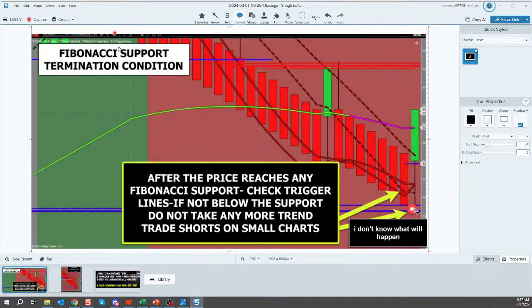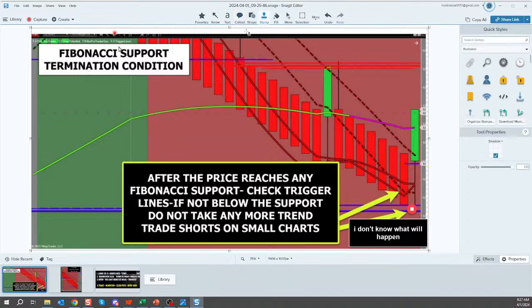So price reaches an area and the triggers don't break, just relax for a second. You don't know. It's okay to not know. Same thing happened up here. Price reached Fibonacci support. All the triggers were above it. I don't know what's going to happen. So I choose to do nothing.